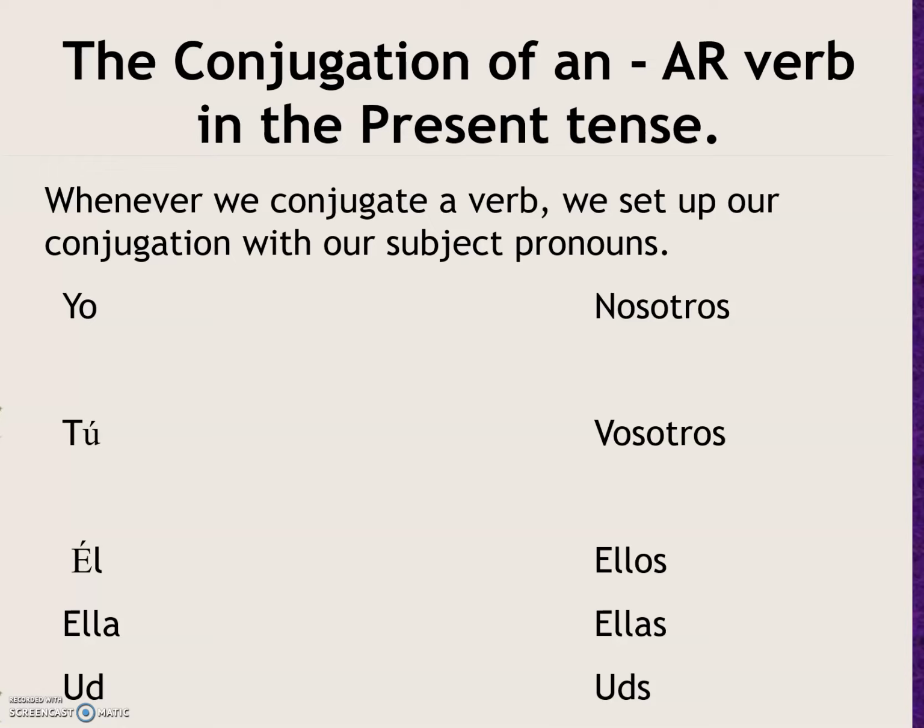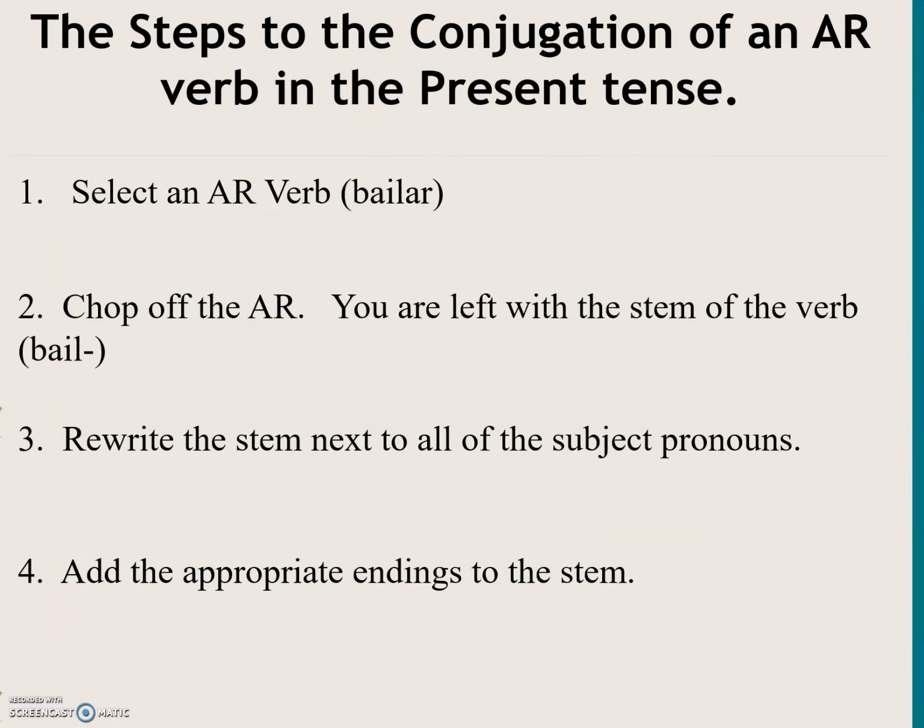Nosotros is we. Vosotros is you all, only in Spain. Ellos and ellas is they, and ustedes is you all in the other Spanish countries. So the first thing you see, I put the singular pronouns, and on the other side the plural. So 2 or more. So here are the steps to conjugate AR verbs in the present tense.